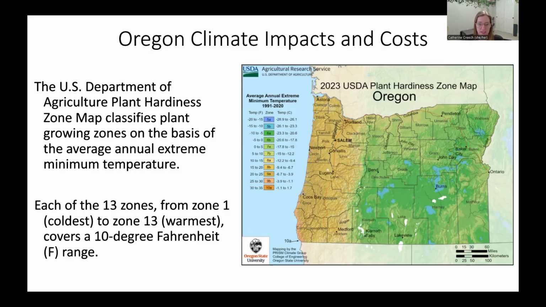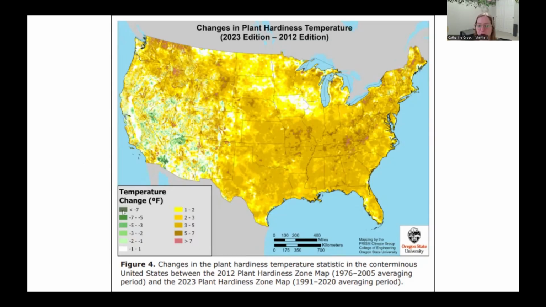There's 13 zones. Zone 1 is the coldest. Zone 13 is the hottest, and each has a 10-degree Fahrenheit range. These changes go from -7 in green to gray, which is -1 to 1. And then our warmer colors go from 1 to +7, which is in red. What does that mean? That means that the areas where you could plant these plants have changed this much in temperature, and that's going to shift where we're able to grow agricultural products.